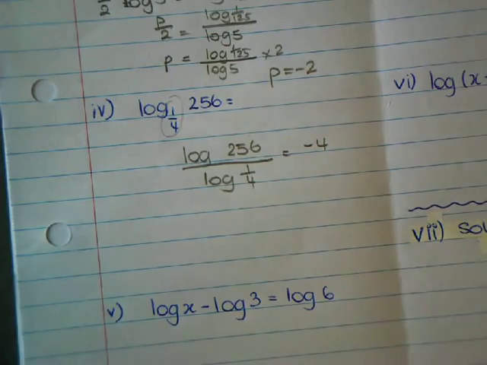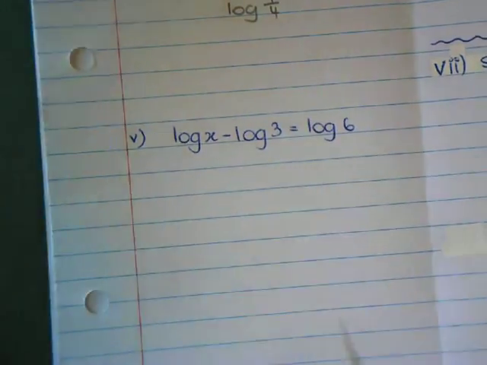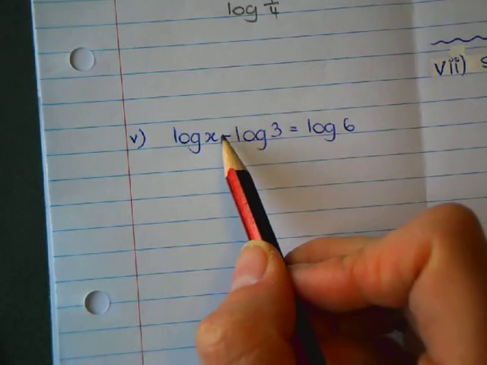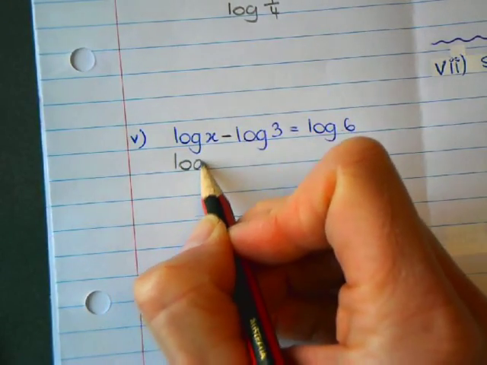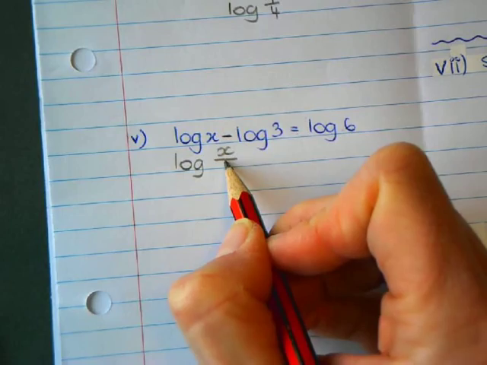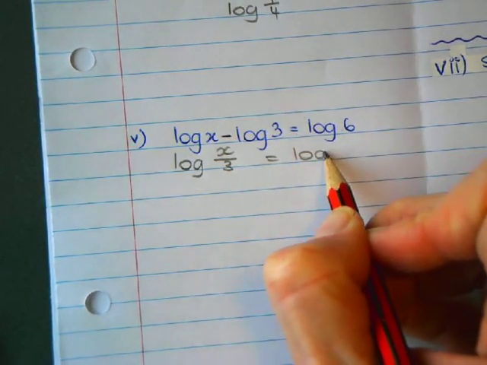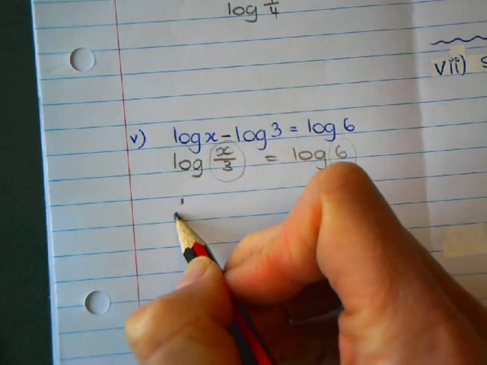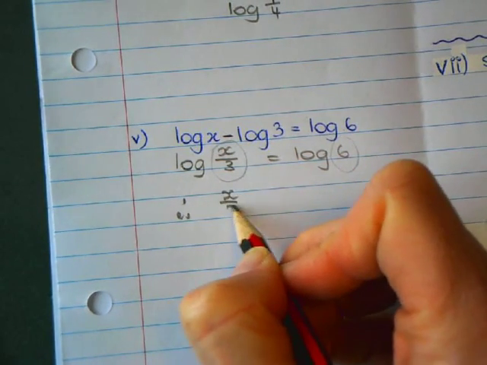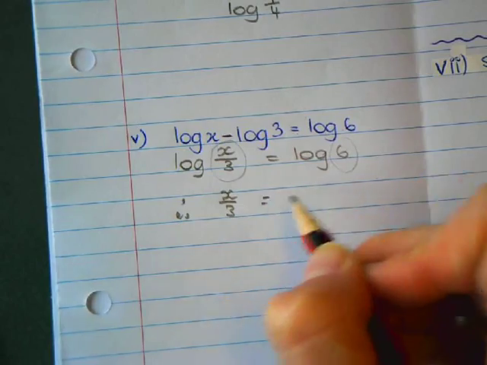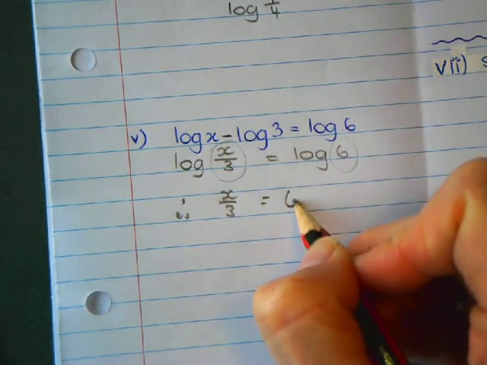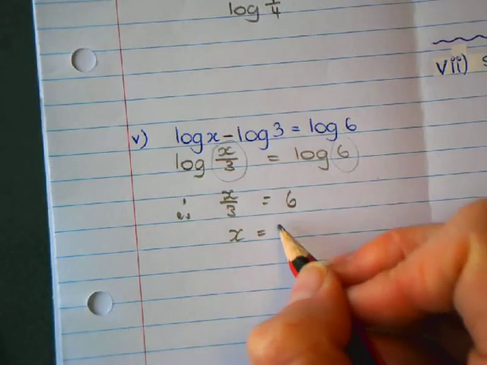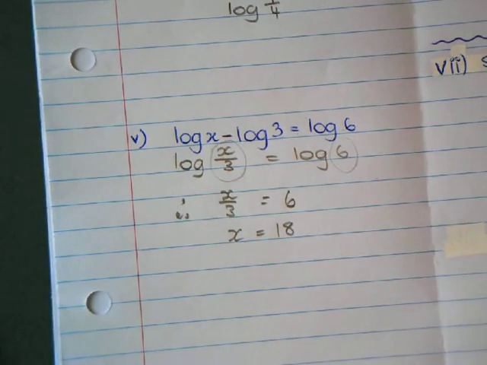Last one down here, on this side: log x minus log 3 equals log 6. When we're minusing, we know that that is log x divided by 3 equals log 6. So this part here must equal that part there. Therefore, x over 3 equals 6. x equals 3 times 6, which is 18.